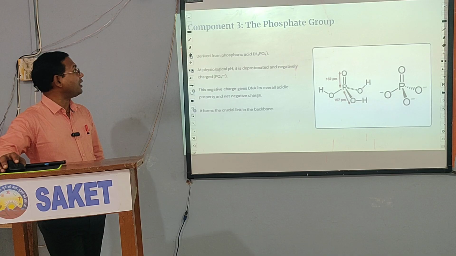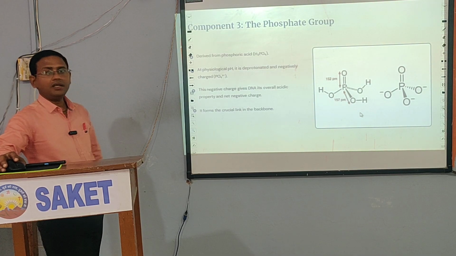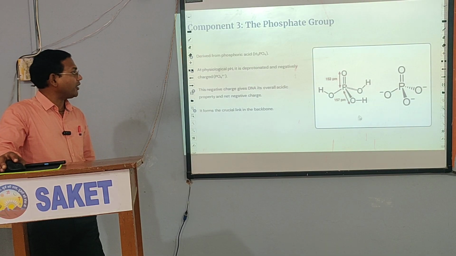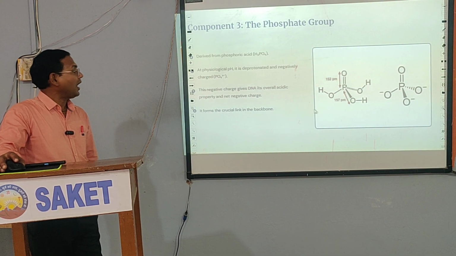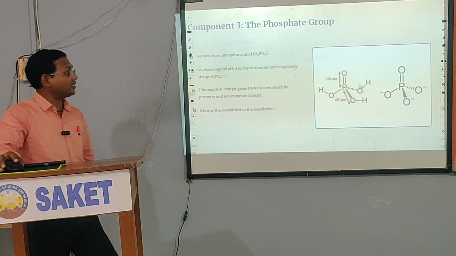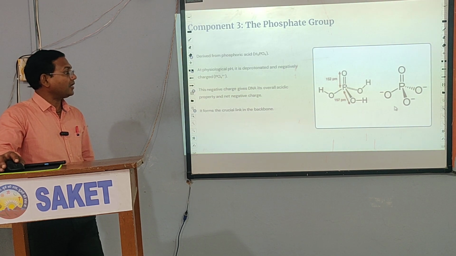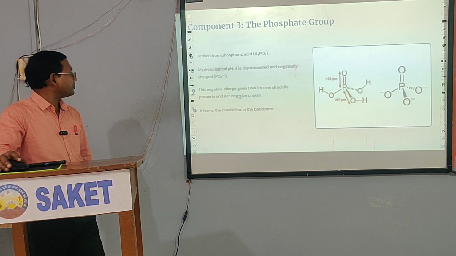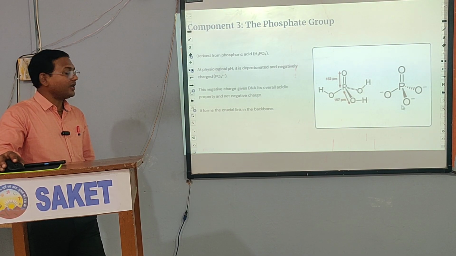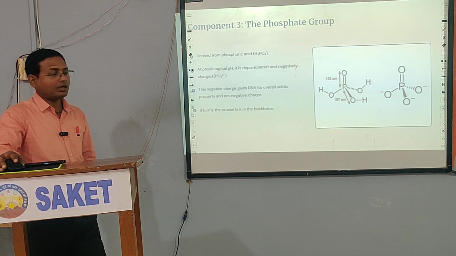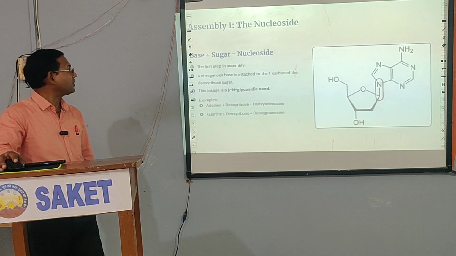The third major component of the DNA is the acidic component, that is phosphate, which comes from phosphoric acid, H3PO4. At physiological pH, the phosphoric acid is ionized into phosphate and protons. This phosphate gives a net negative charge to the DNA molecule and helps in the polymerization of DNA. We will see this in a further slide.